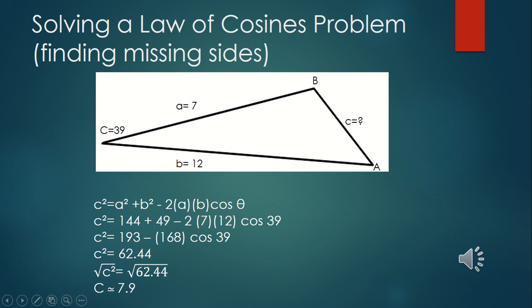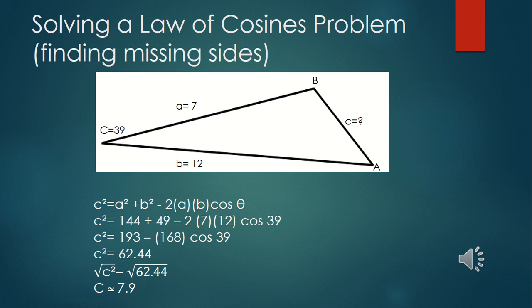Alright, so now we're going to be solving a law of cosines problem, finding the missing side. This is the main problem, so get out your notes, because this is what we're going to be doing now. As you look at our diagram, we have triangle ABC, and we're going to be trying to find the missing side, which is side C.